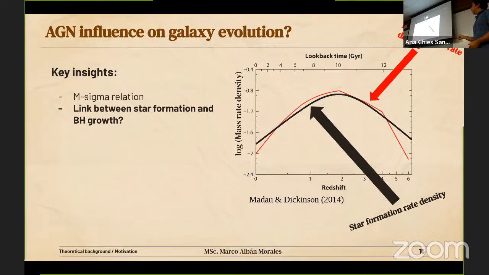Also, we have evidence from the lookback time star formation history. If we look at the star formation rate density, which is the black line, we see that it peaks at around redshift 2. And if we study the black hole accretion rate density, which is a tracer of the AGN activity, we see in the red line that it also peaks at about redshift 2. So it could be a coincidence, or it could be that both scenarios need each other to some extent, supporting the evidence that AGN influence galaxy evolution and vice versa.